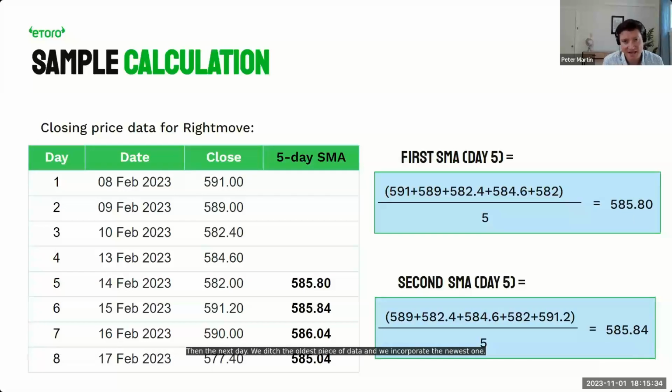Then the next day we ditch the oldest piece of data and incorporate the newest one. So we take the current day and the preceding 4 again, divide by 5, and get a new value. So we can see that the value updates each day, so it's continuously being calculated, which is why it's called a moving average, because it moves each period with the new data coming in.